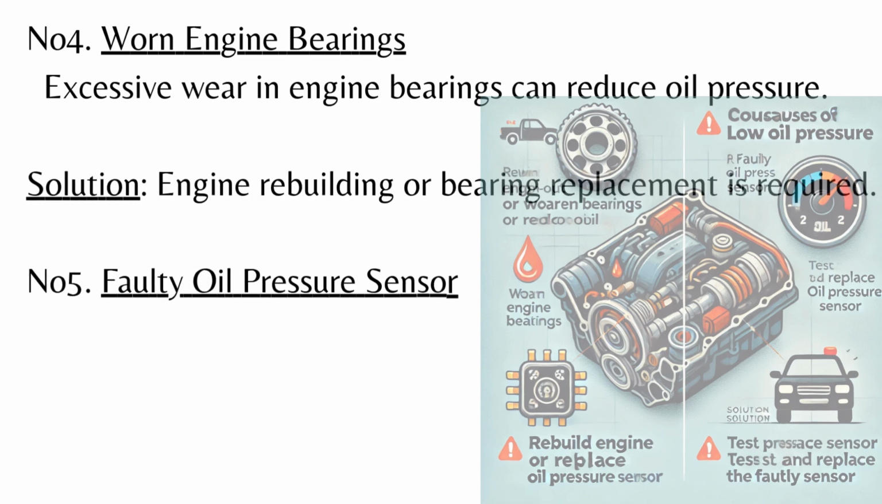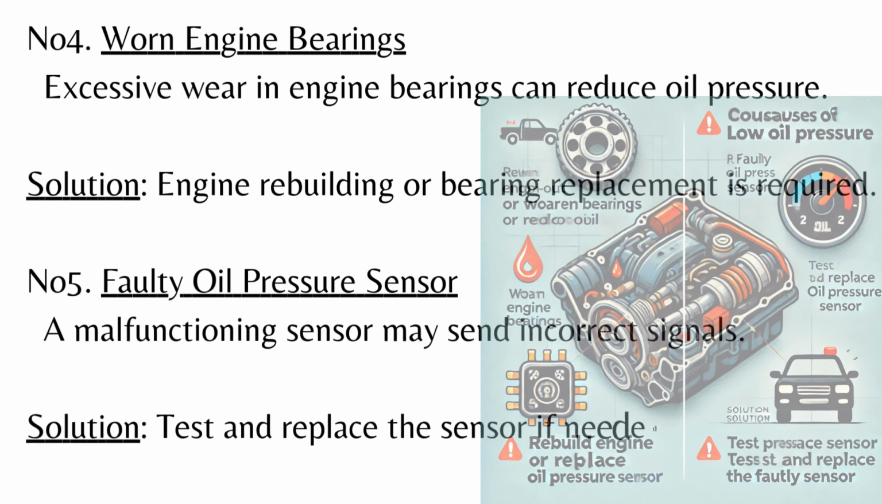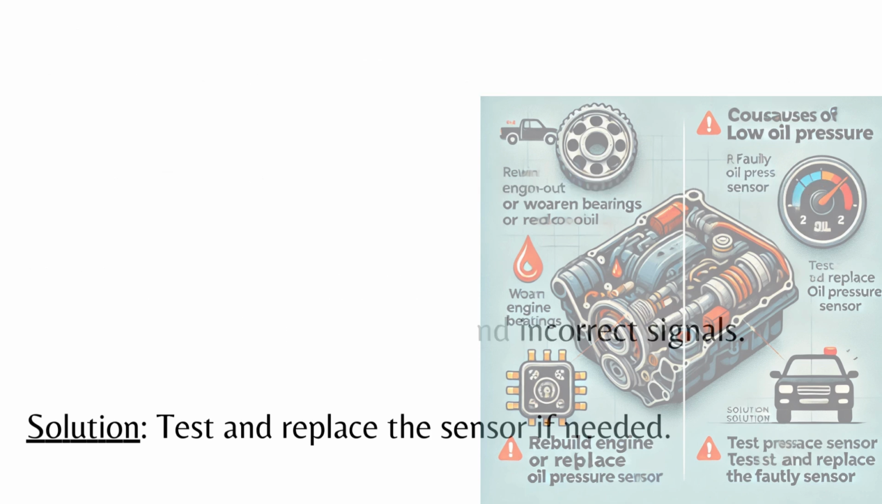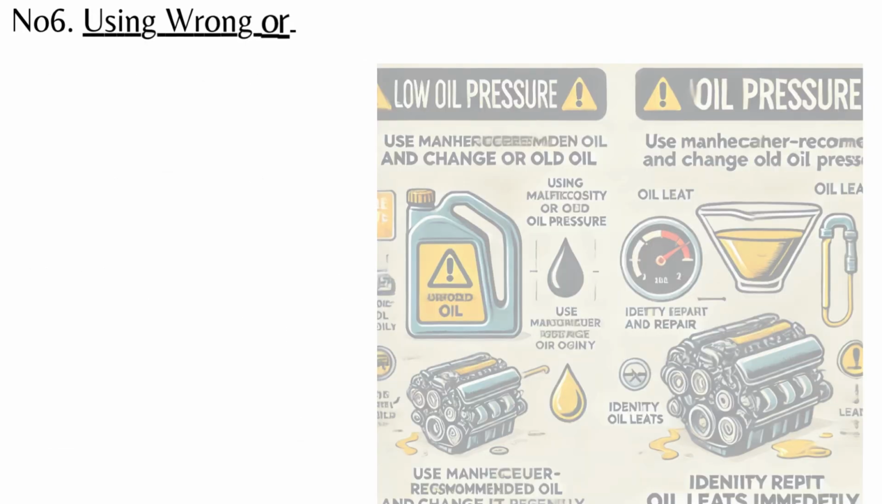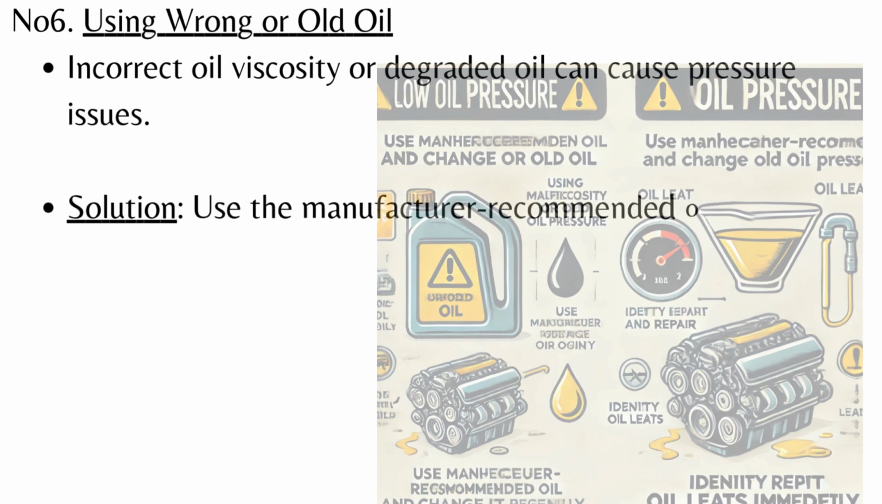Number 5. Faulty oil pressure sensor. A malfunctioning sensor may send incorrect signals. Solution. Test and replace the sensor if needed. Number 6. Using wrong or old oil. Incorrect oil viscosity or degraded oil can cause pressure issues. Solution. Use the manufacturer recommended oil type and change it regularly.